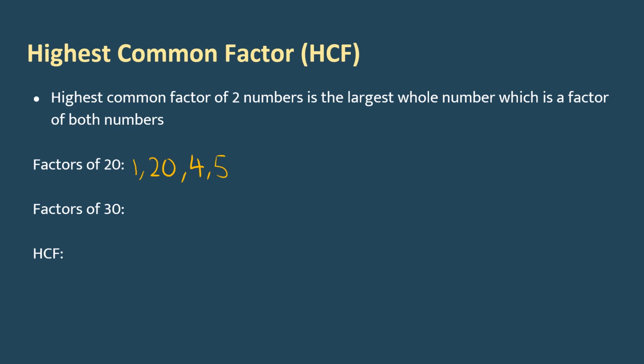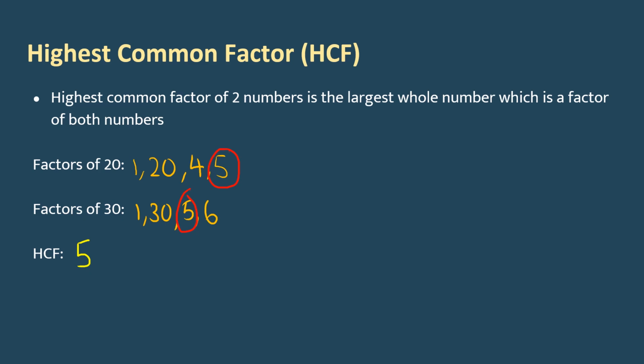Factors of 30, we have 1 and 30, and then we have 5 and 6. So from here we can see that the highest common factor between 20 and 30 is 5. So the highest common factor is 5. This is one way we can find the highest common factor, by listing all the factors that make up a number. This way is a little bit tedious if the number is very big.